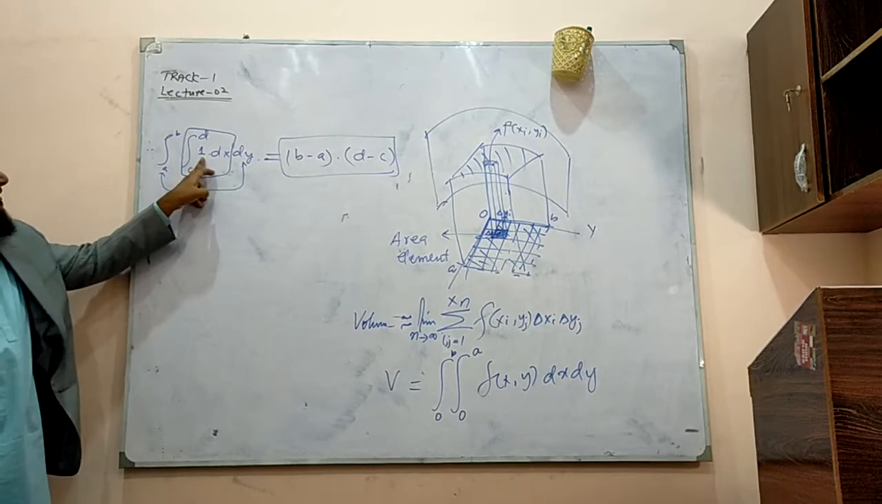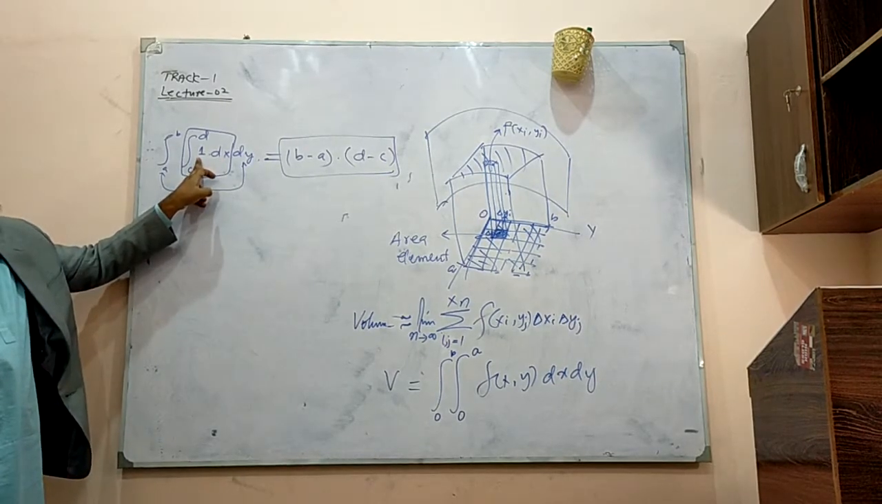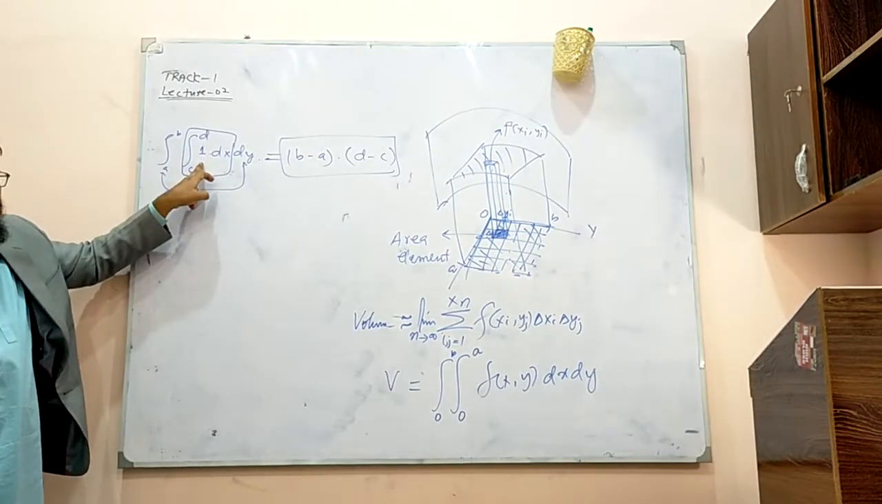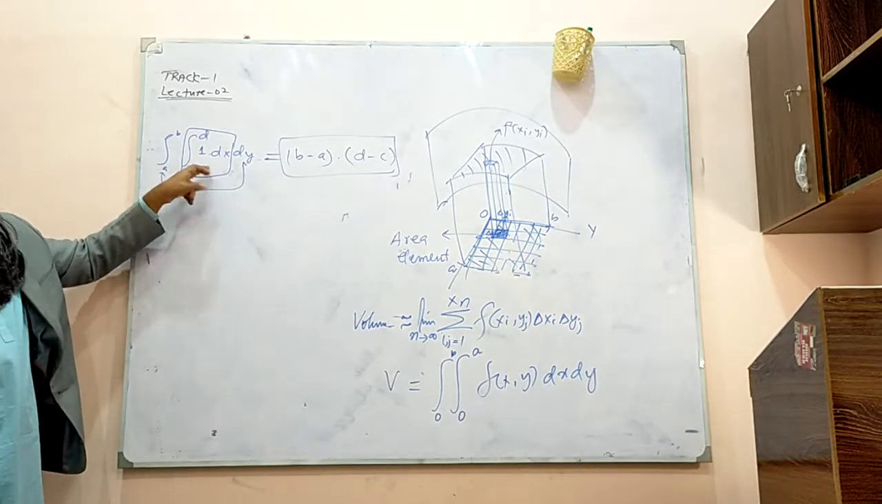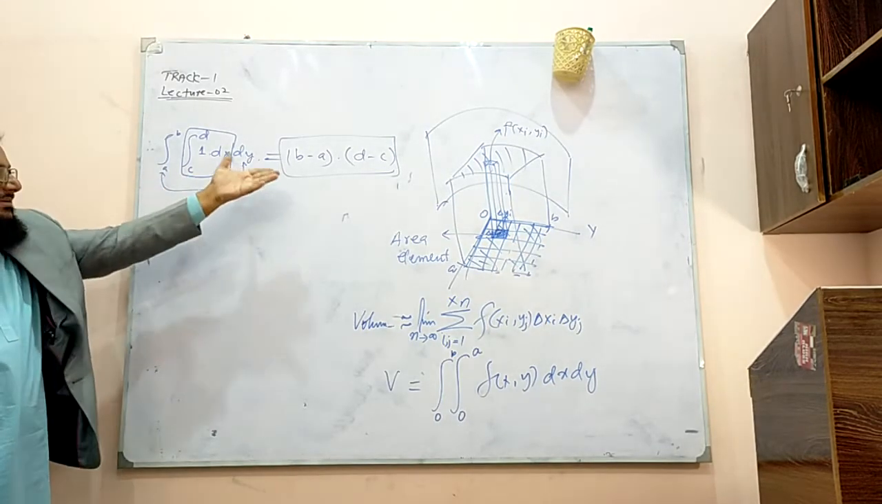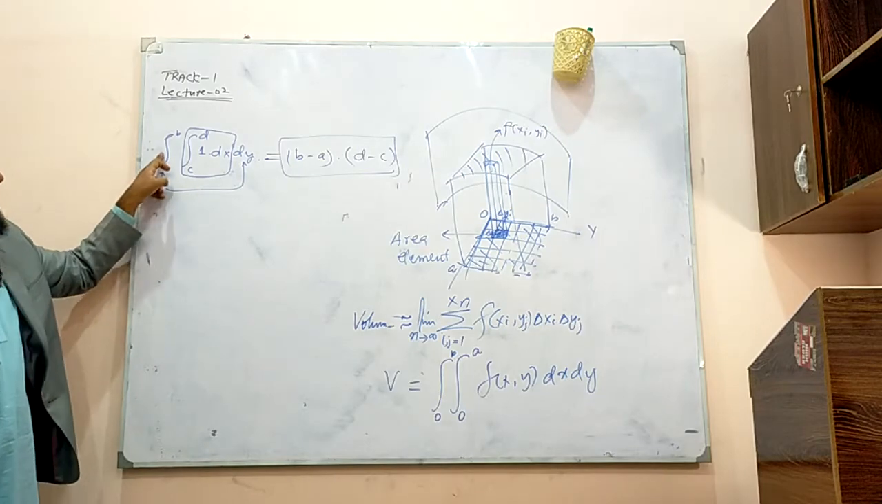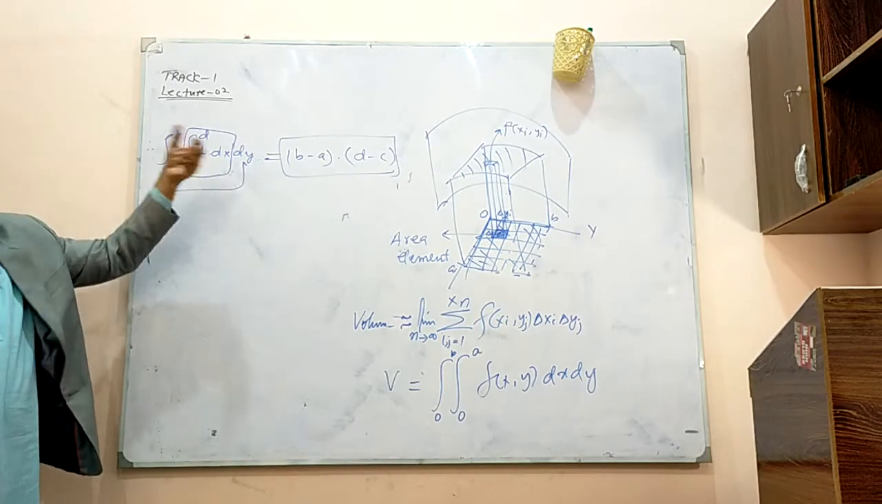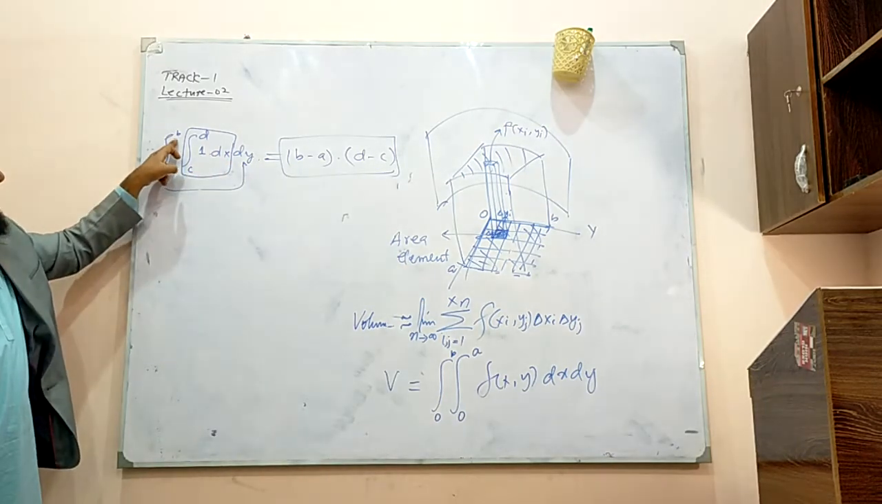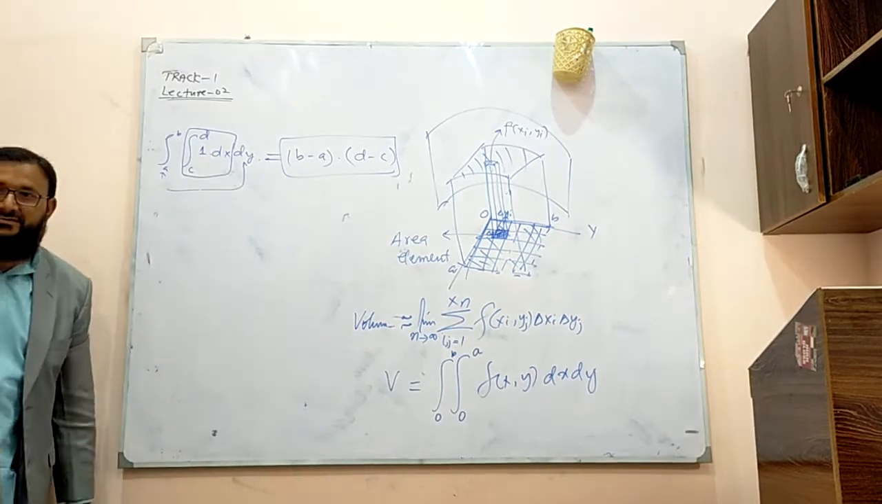When you integrate 1 with respect to x, that becomes x. What you do is put the upper limit, that is d, minus the lower limit, that is c. So you get d minus c. And when you do this integration, integral dy would be equal to y. You simply put upper value, that is b, minus lower value, that is a.